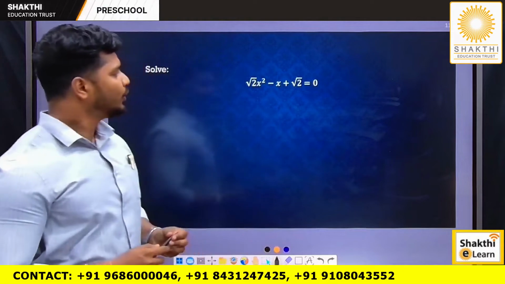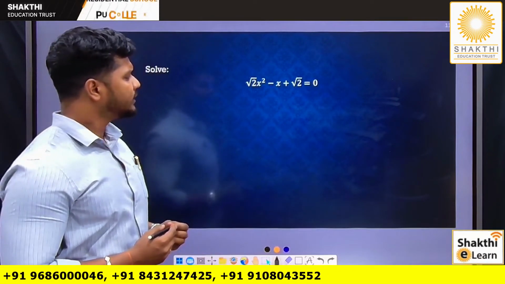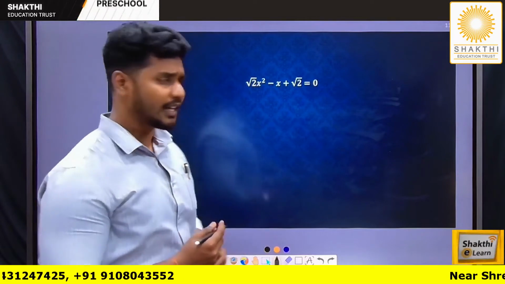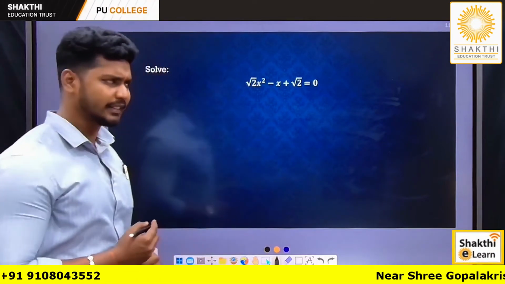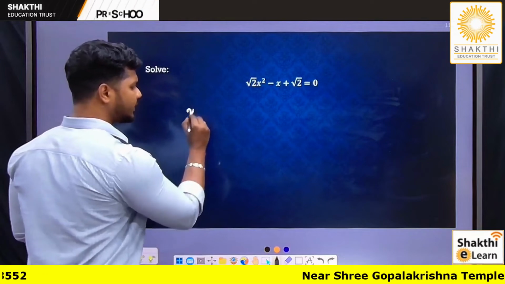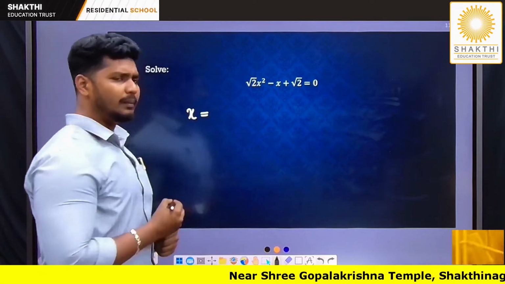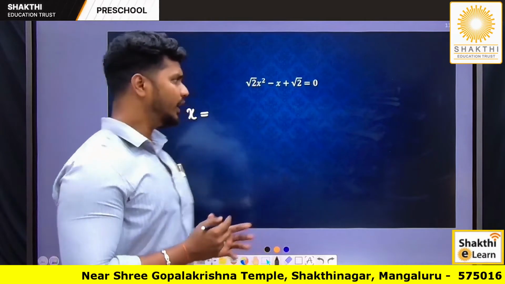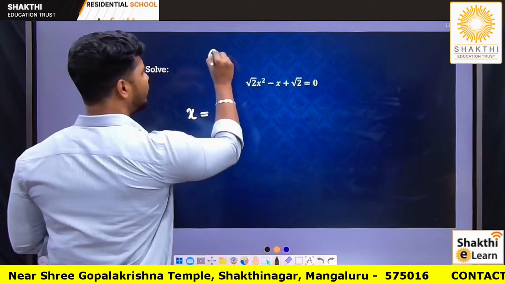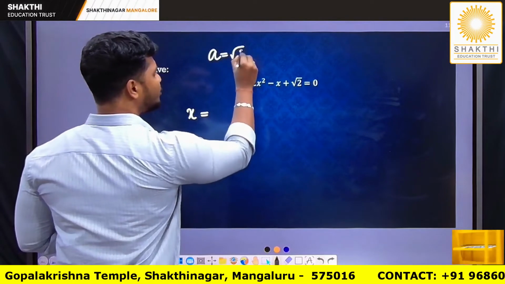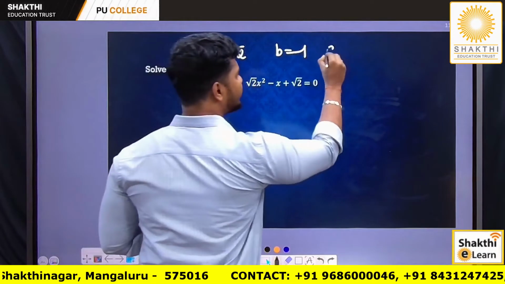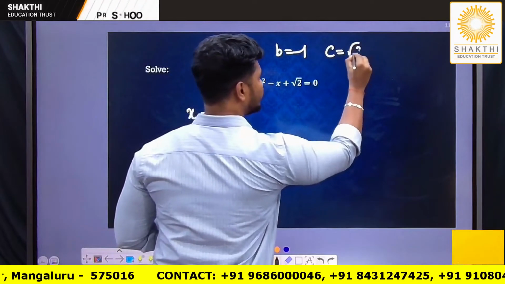Solving root 2 x square minus x plus root 2 is equal to 0 is the given equation. I have to solve, means I have to get the value of x. Now by the formula method, x is equal to minus b plus or minus under the root b square minus 4ac divided by 2a. Now by the comparison, I know the value of a is root 2, value of b is minus 1 and value of c is again root 2.